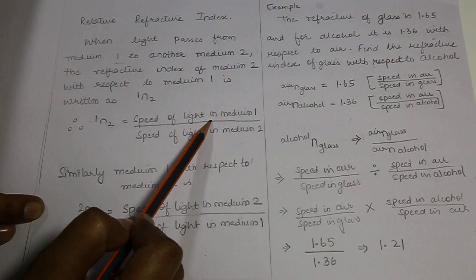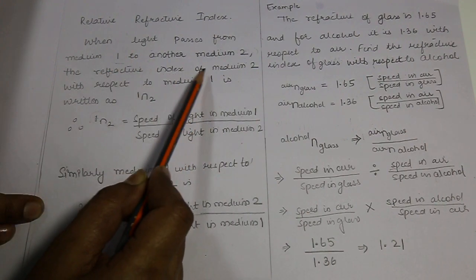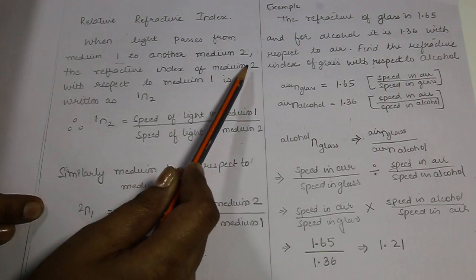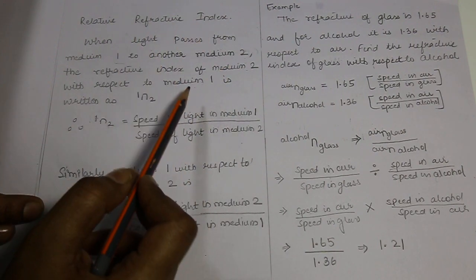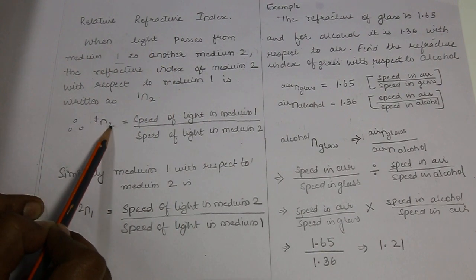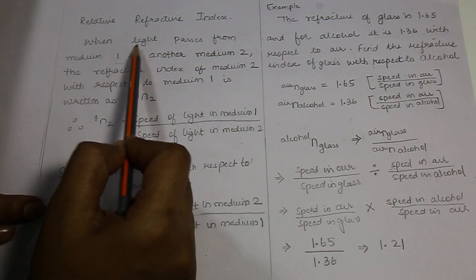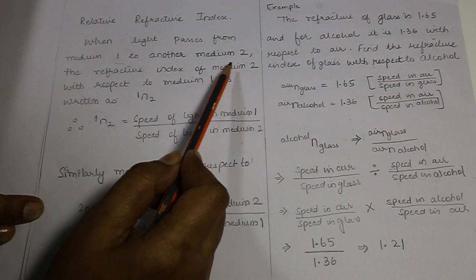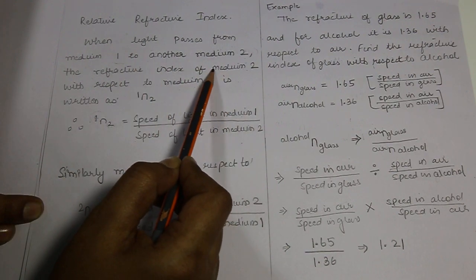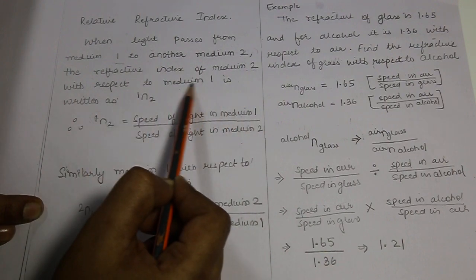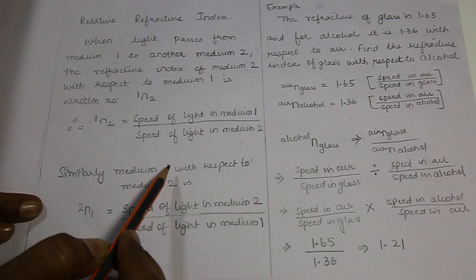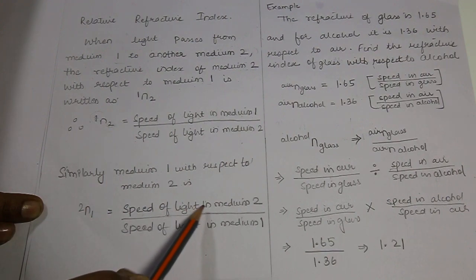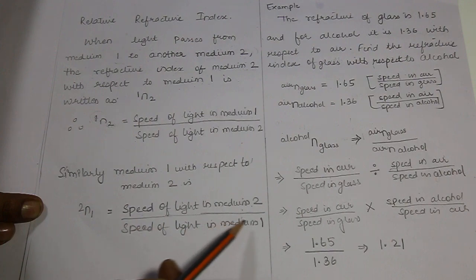Please note this same thing can be asked as the refractive index of medium 2 with respect to medium 1. That means the light is entering into medium 2 from medium 1. So even in that case, it will be written as 1 and 2. Do not get confused. Similarly, if I say the refractive index of medium 1 with respect to medium 2, it can be calculated as the speed of light in medium 2 divided by the speed of light in medium 1.